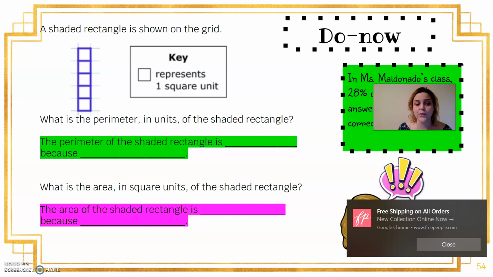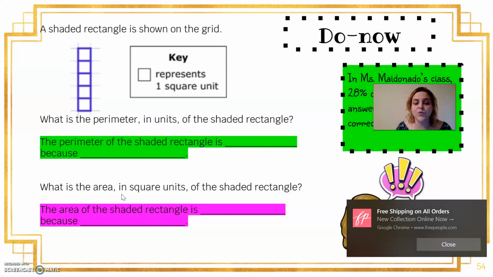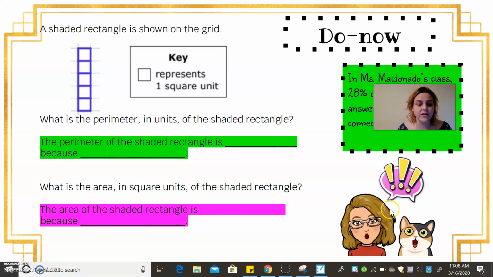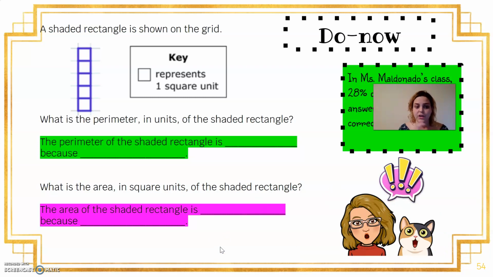So you're going to write that down, what's highlighted in green. The perimeter of the shaded rectangle is because. You're going to write that one down. And then the second question is, what is the area in square units of the shaded rectangle? The area of the shaded rectangle is because. So pause it now so that you can write both of those statements. You're going to solve for perimeter and for area, and when you come back and you unpause, we're going to solve it together.